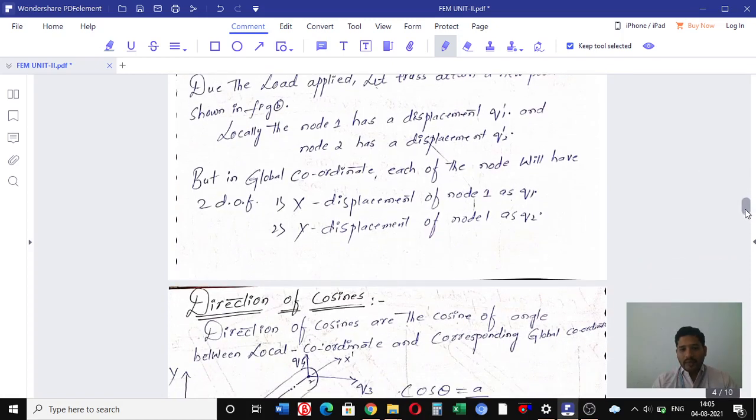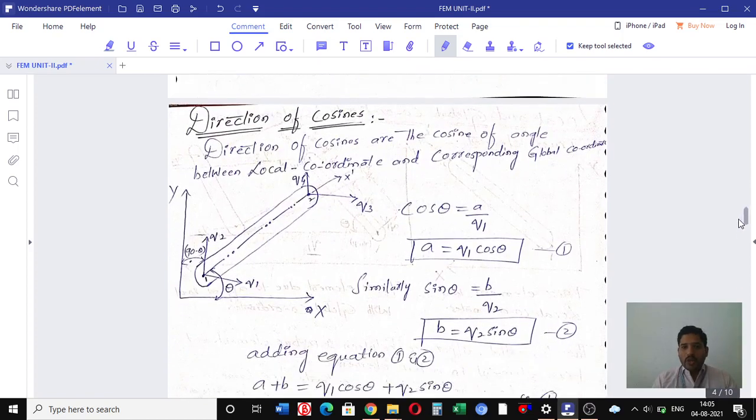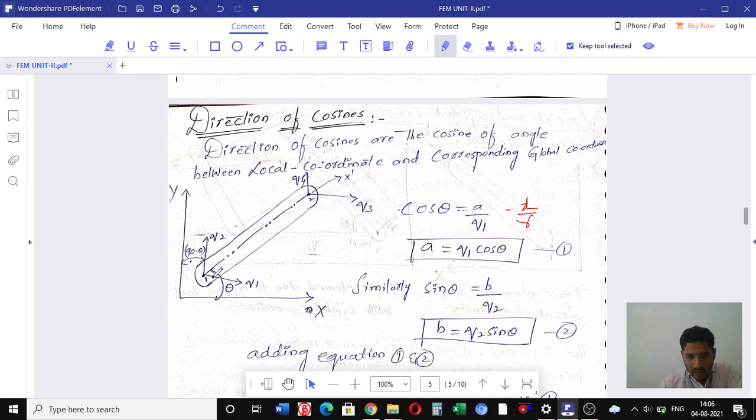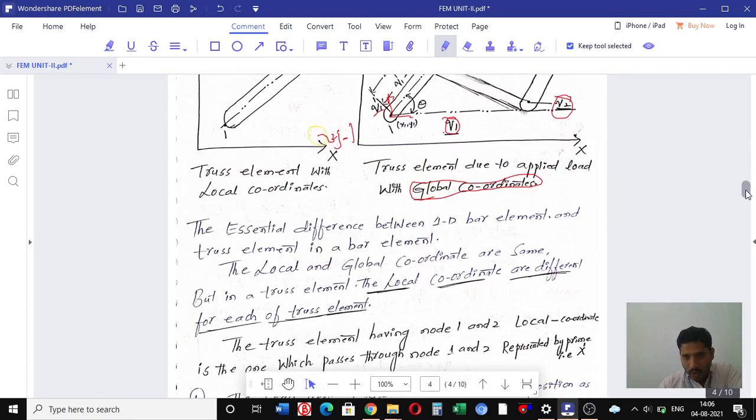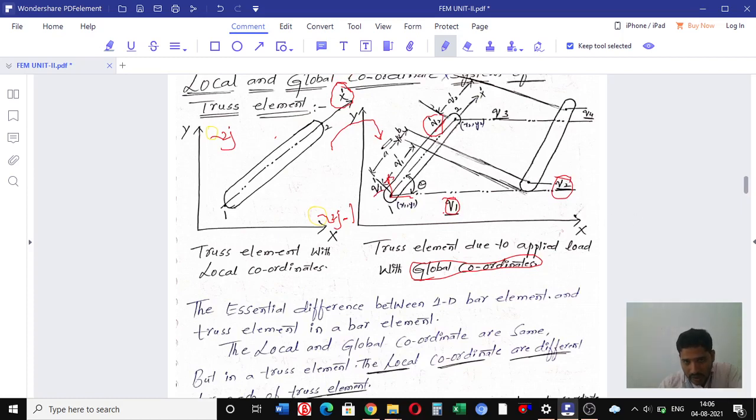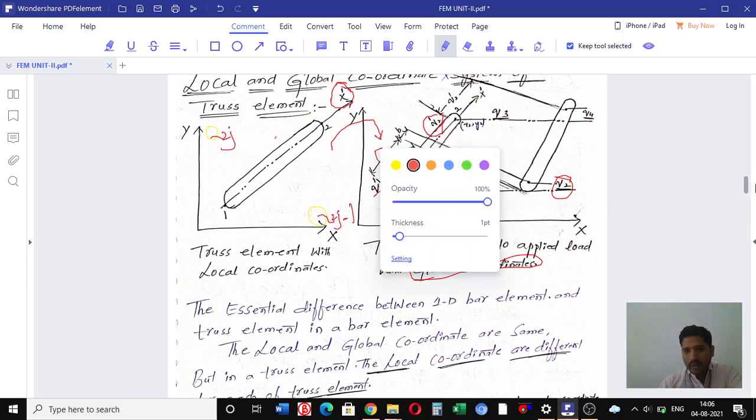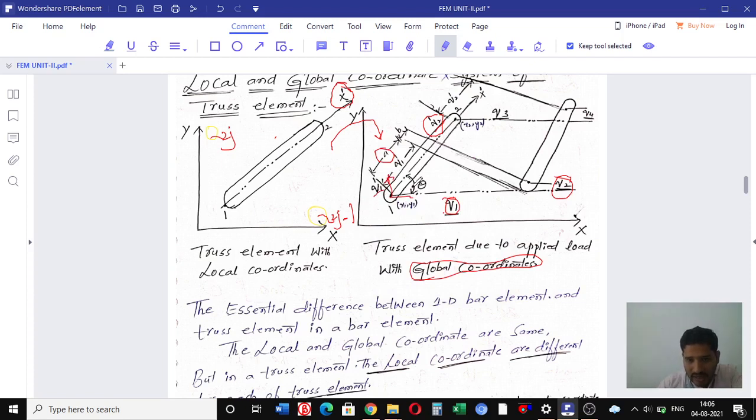Clear? Then the direction cosines are the most important here. The direction cosines are the cosines of the angle between the local coordinate system and the corresponding global coordinate system. Let us see this cos theta. Cos theta is nothing but base by hypotenuse. Observe this figure in the global coordinate system. This is q1 and this is q2. This truss makes an angle theta with the horizontal axis. From here to here is displacement a, and from here to here is displacement b.